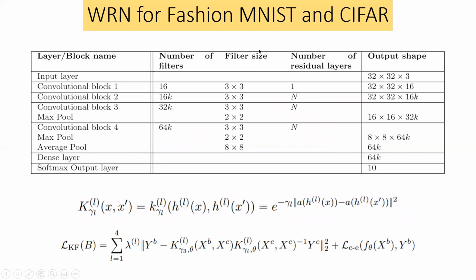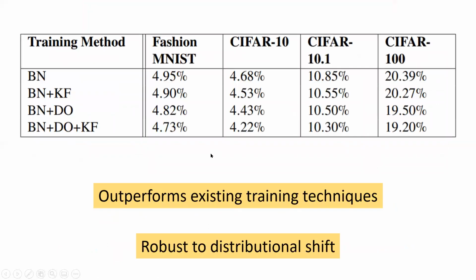This can also be done for a wide ResNet. In this case, we construct a loss function with 4 KF regularizations on the end of the first, second, third, and fourth convolutional blocks. And we again observe improved results over traditional training methods, batch norm and dropout. We again have a robustness to a resampled testing set.